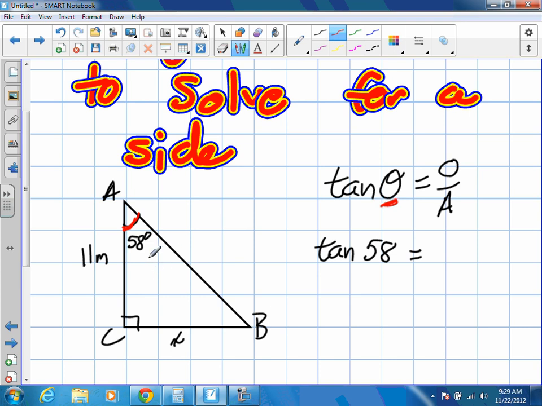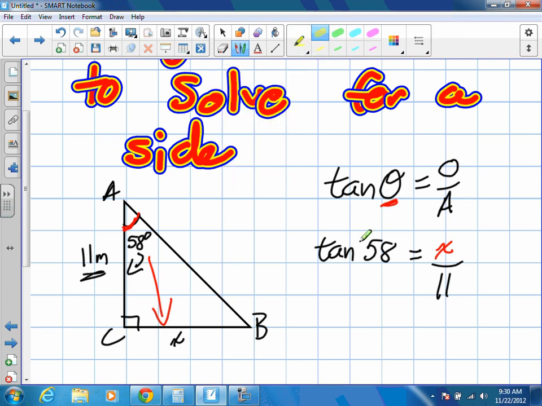Well, my opposite side is x in this case. So that's our unknown. X is unknown to us. And the adjacent side, because remember the other side is the hypotenuse, is 11. So I now have a ratio that says tan 58 is equal to x divided by 11.